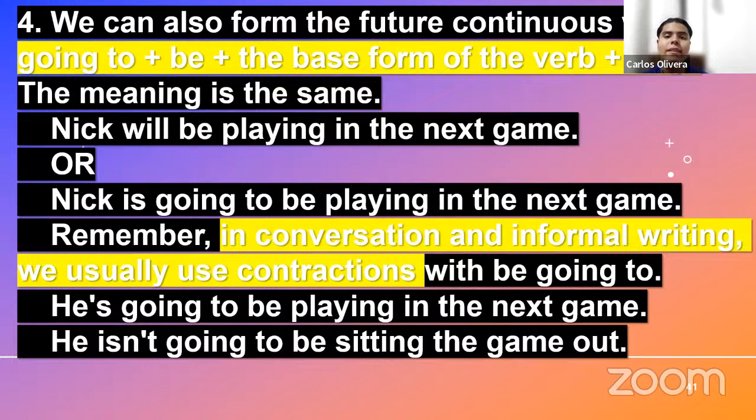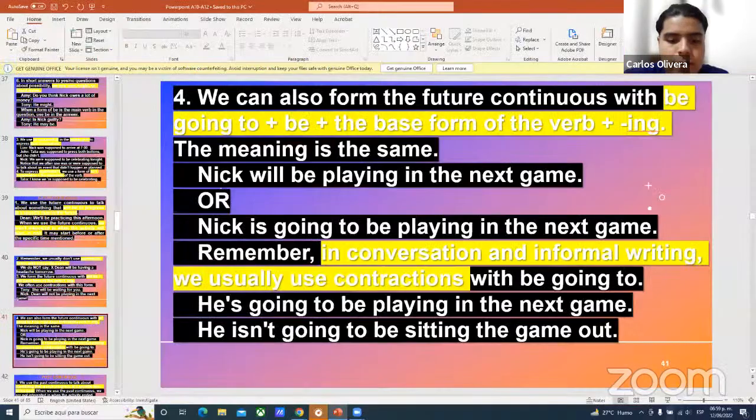Okay, so as you can see, well, they are synonyms somehow, or they are, I don't know, clones. You can actually use any of these structures, and they basically mean the same. Remember that in conversation and informal writing, we usually use contractions with be going to. He is going to be playing in the next game, or he isn't going to be sitting the game out. All right, so let me show it to you.